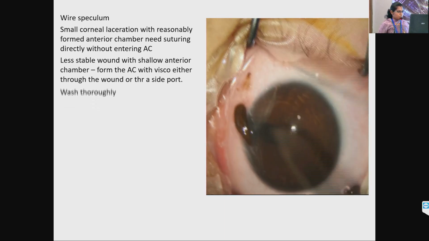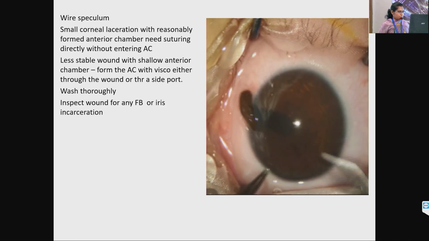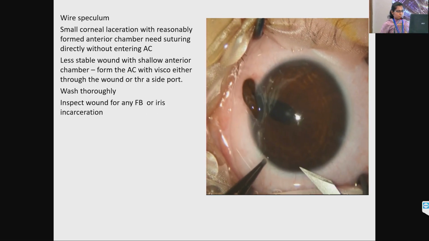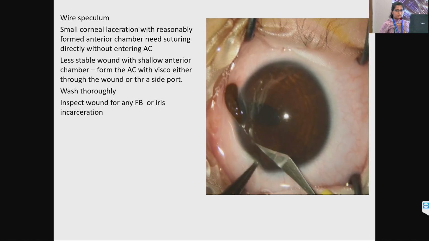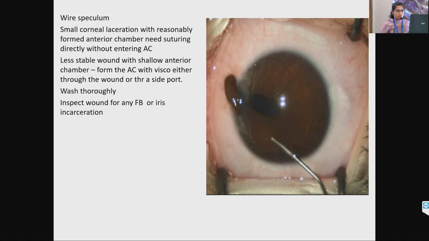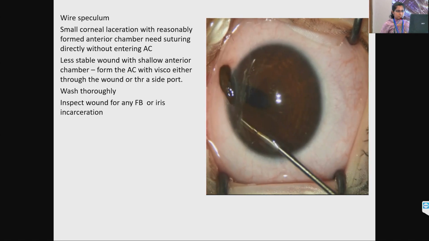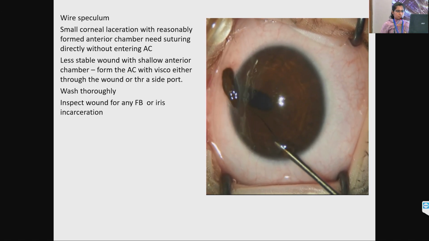So this is a video about how a corneal tear repair is done. First of all, under asepsis we place a wire speculum. If it's a small corneal laceration with a formed anterior chamber, then we don't have to even enter the anterior chamber. We can directly go on to suturing.